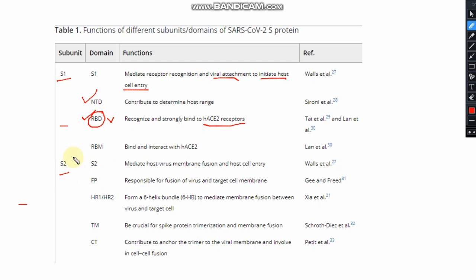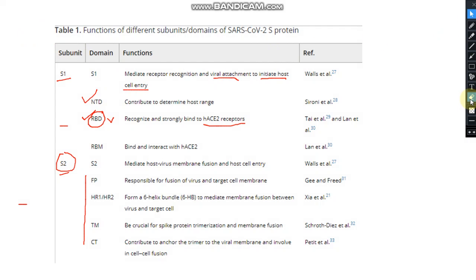And here is the S2 subunit. It consists of parts that are responsible for the fusion of the virus. FP means fusion peptide, and it targets the cell membrane. When the S2 targets the cell membrane, the S1 subunit containing the RBD recognizes the receptor and interacts with it, and then it gets entry into the host cells. This is how it works.